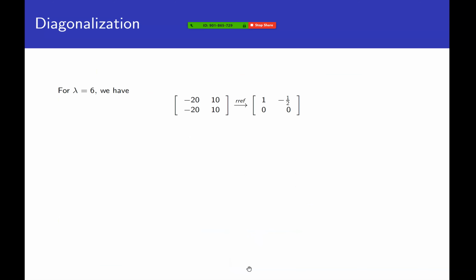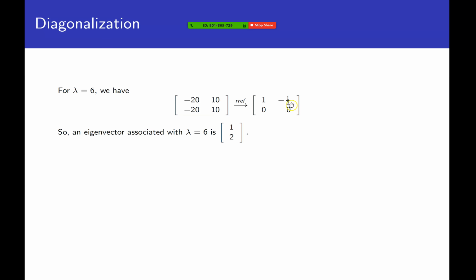All right, let's do the same thing for lambda equal to 6. If you plug in 6 for lambda, you should get that matrix, which simplifies to the 1, negative 1/2 on the first row. Now again, we just need to pick one eigenvector, and personally I prefer to get rid of the fractions when I can.